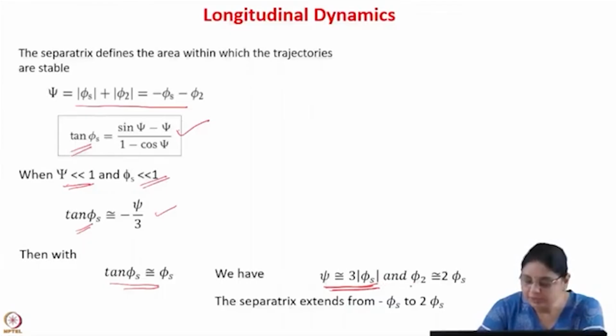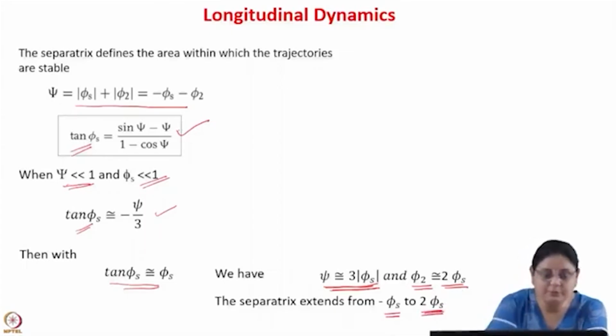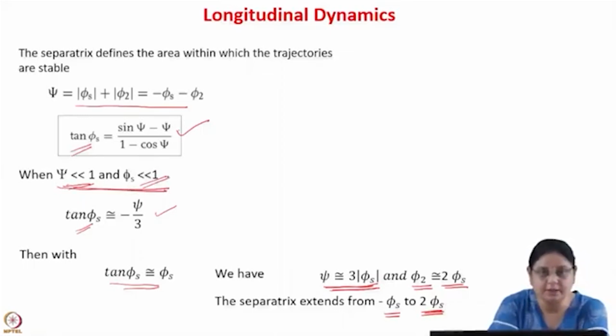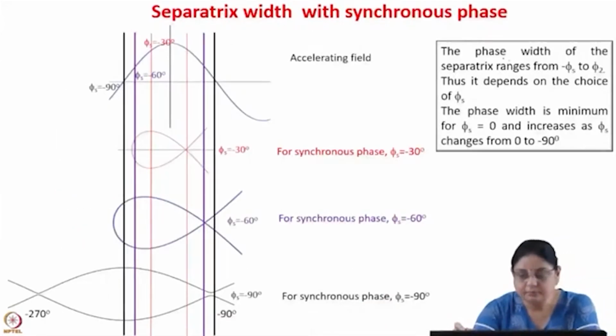So you can calculate phi 2, which will be equal to 2 phi s, and the separatrix extends from minus phi s to phi 2. Phi 2 is now 2 times phi s. But remember, this holds only for very small values of psi and phi s. It is not always true, so this is an approximate condition. The phase width of the separatrix ranges from minus phi s to phi 2, so it depends on the value of phi s.